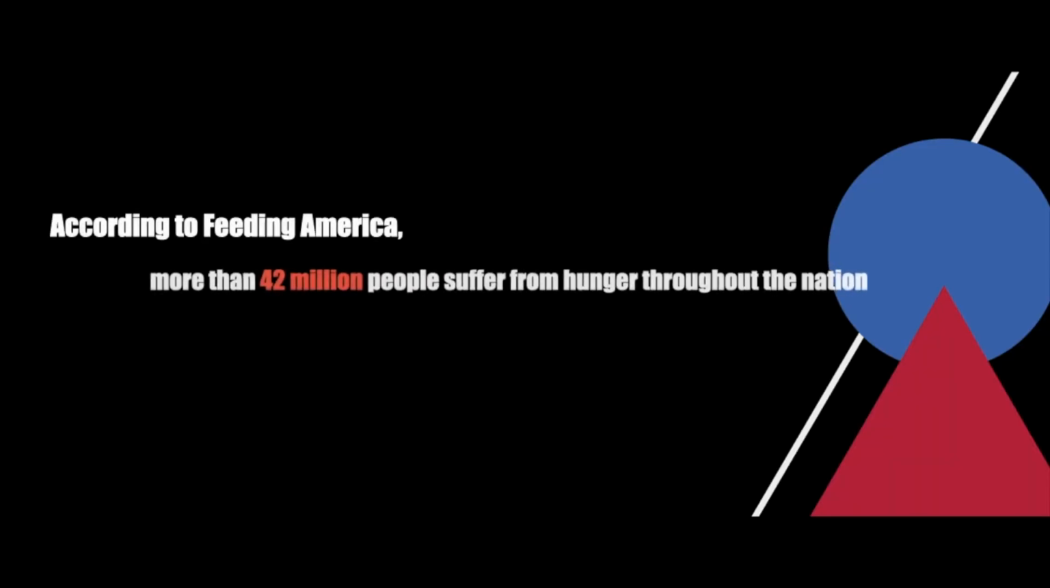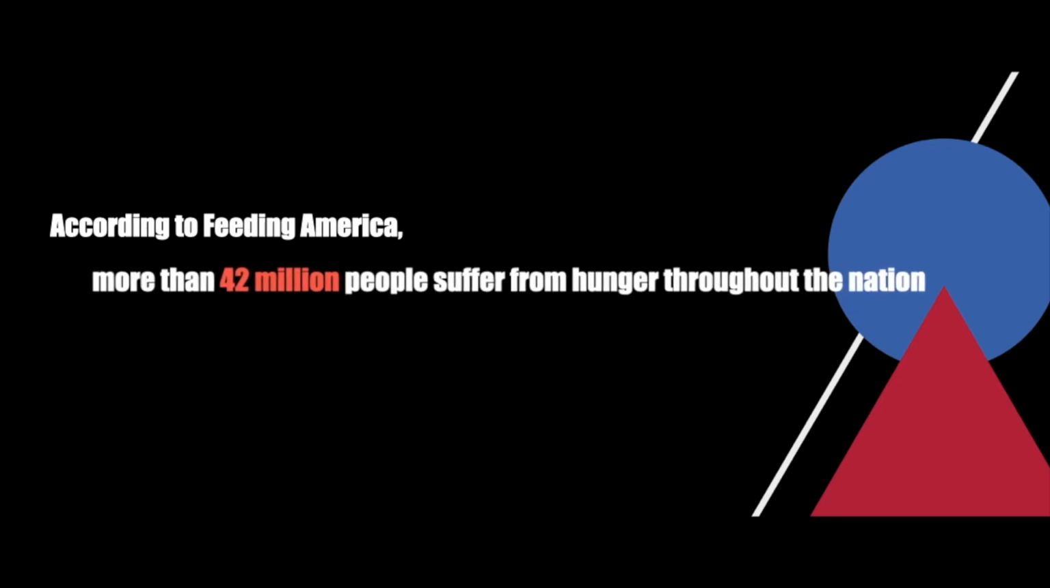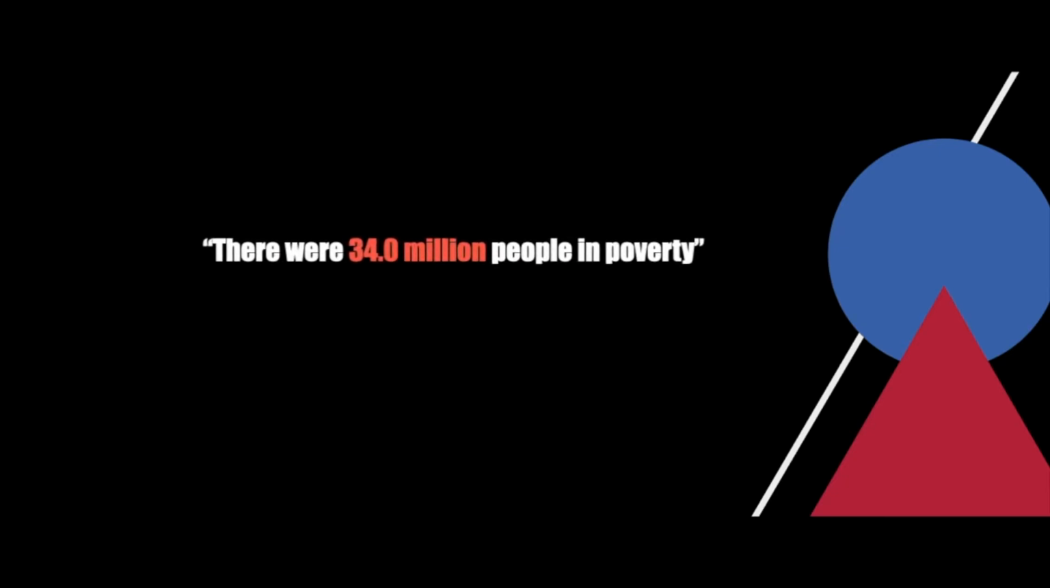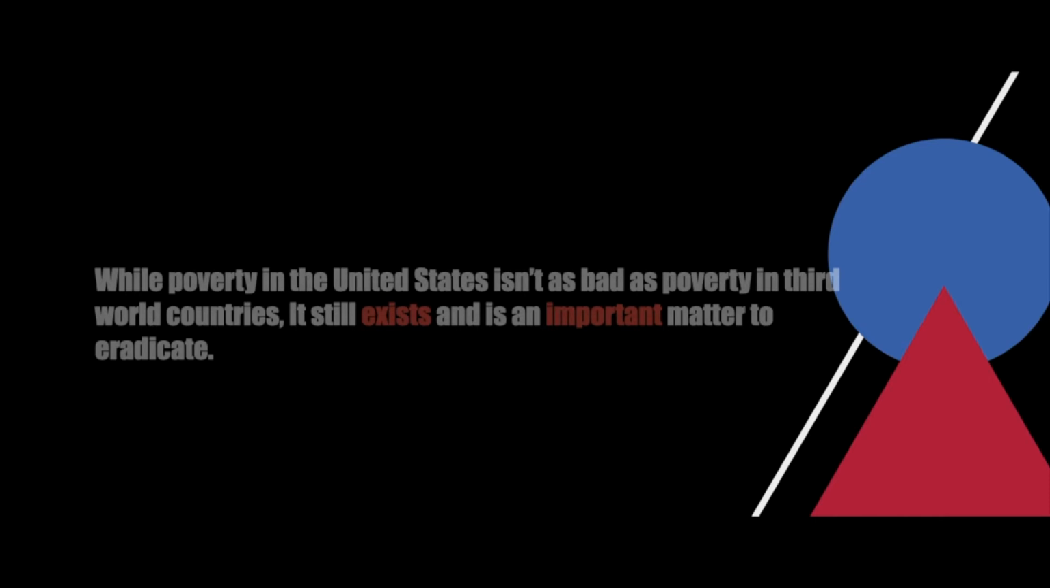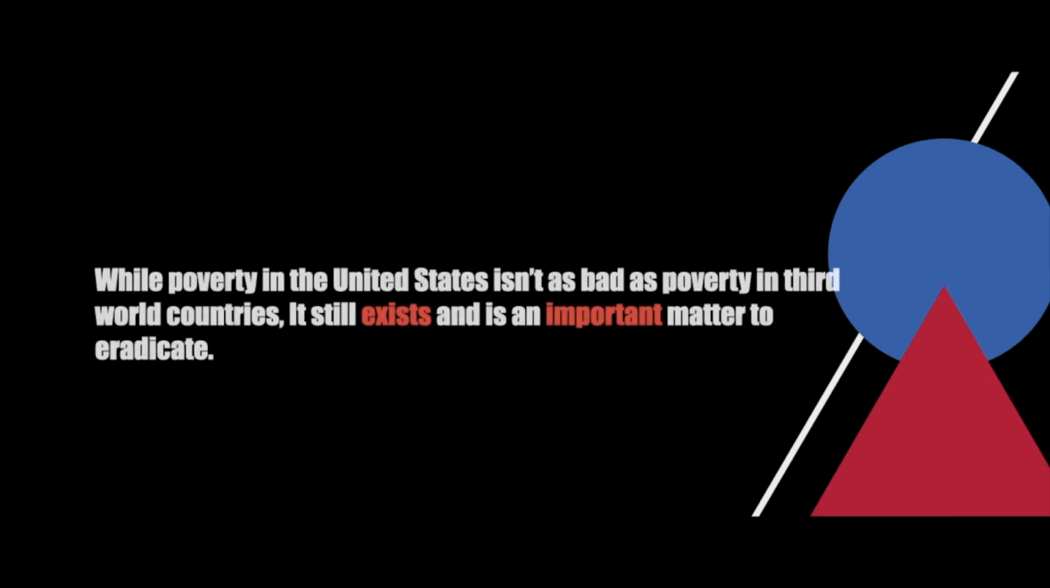According to Feeding America, more than 42 million suffer from hunger throughout the nation. And in 2019, there were 34 million people in poverty. That means the poverty rate for 2019 is 10.5%. The poverty in the United States isn't as bad as poverty in third world countries. It still exists and is an important matter to eradicate.